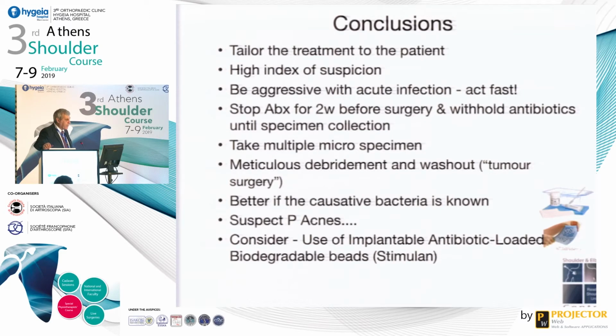So to conclude, you have to tailor the treatment to the patient. You have to keep a high index of suspicion, be aggressive with acute infection, act fast, and stop antibiotics for at least 2 weeks before surgery, and withhold antibiotics until you take the specimens, only then put antibiotics in. Take multiple micro specimens, and in our lab, we take at least 5, and if more than 50% are positive, then it's positive. Do a meticulous debridement and washout, like a tumor surgery.